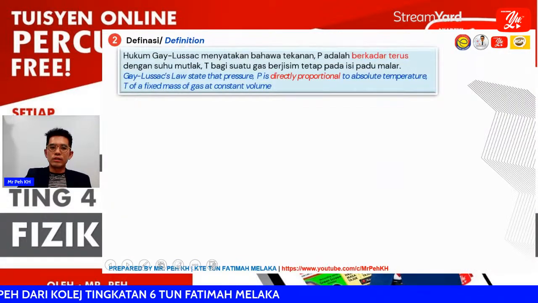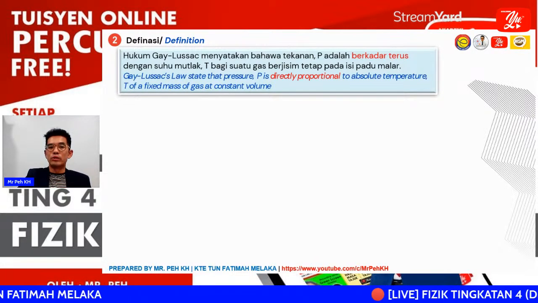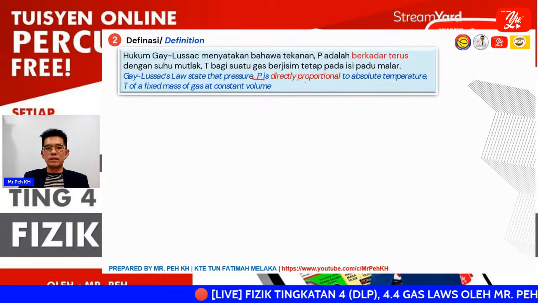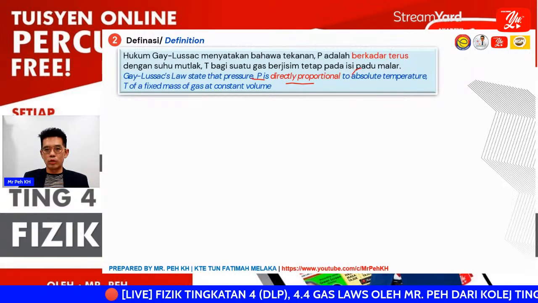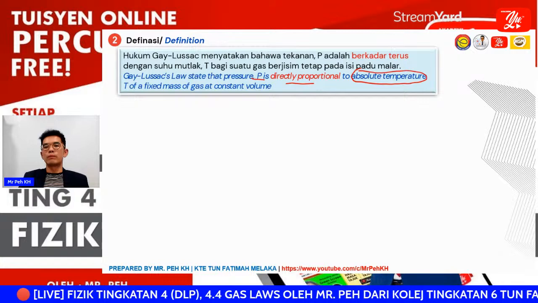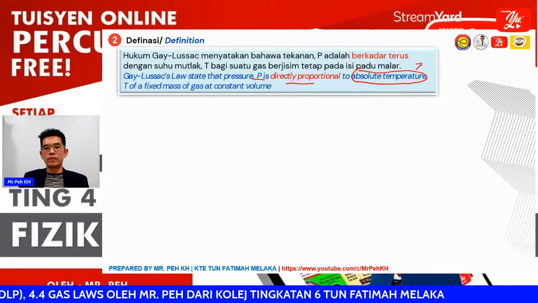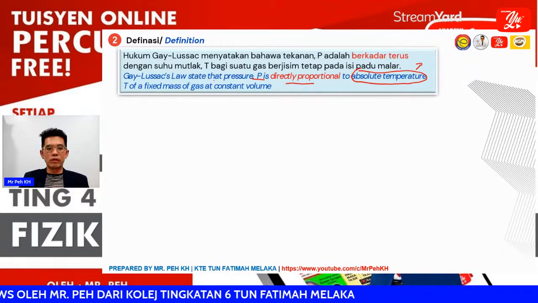Okay, so the definition, just now we also explained already. The Gay-Lussac law or the pressure law states that the pressure is directly proportional to the absolute temperature. Again, absolute temperature refers to the temperature measured in the Kelvin scale. And here the constant variables will be the mass and the volume.